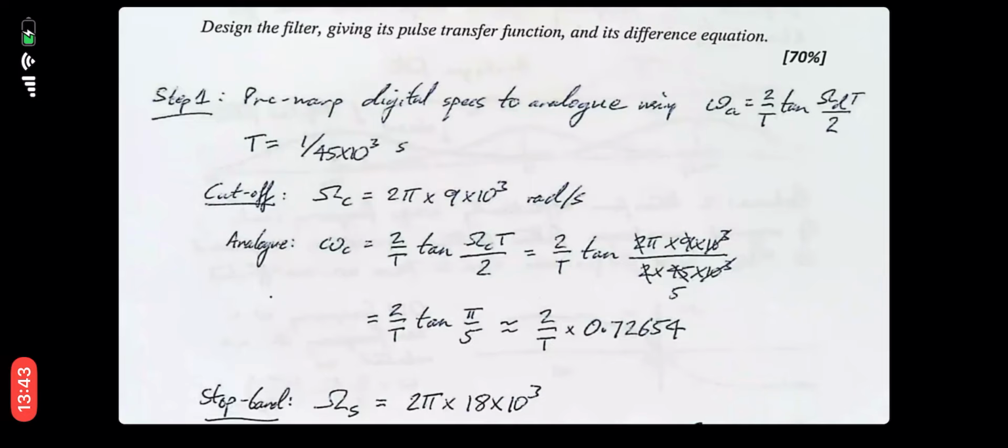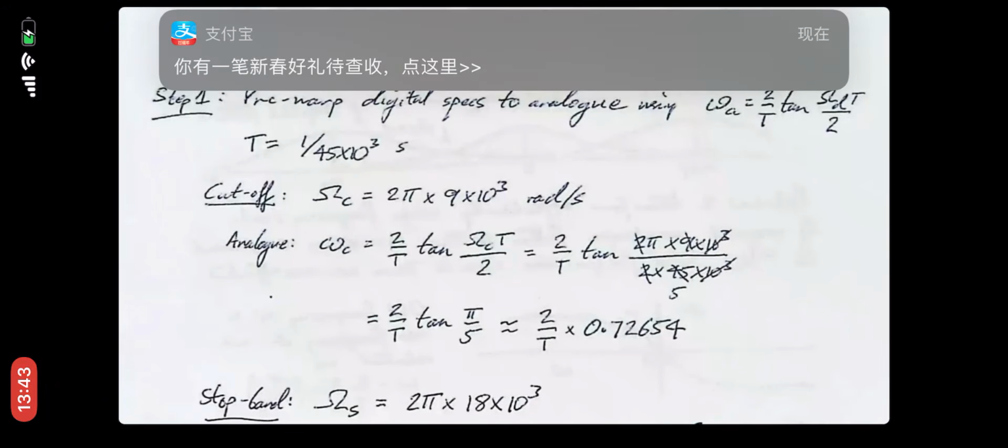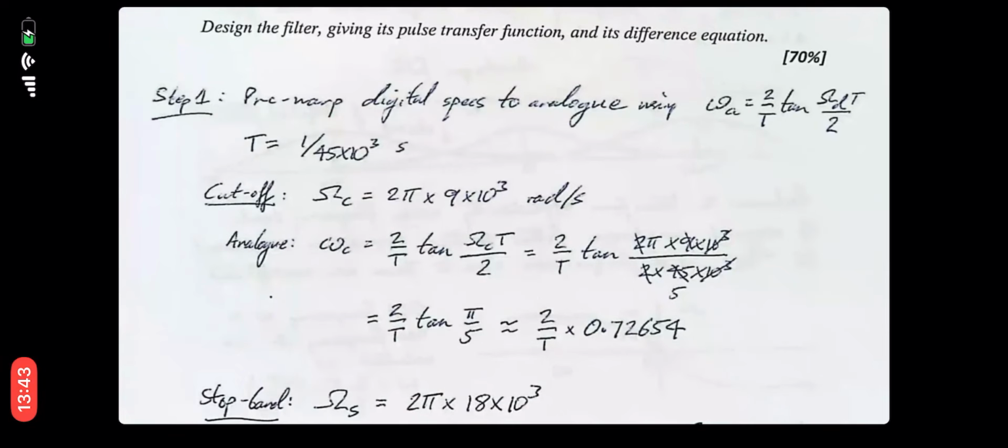We calculate the formula through here, and we end up with an analog frequency. I've written it here as 2 over T times 0.72654. I tend to keep the 1 over T in here, because in many cases we'll find this will cancel out later on. So we might hang on to that. But if you want to, you can calculate the whole thing. T is just the sampling period here. So that's our frequency, 1 over 45 kilohertz.